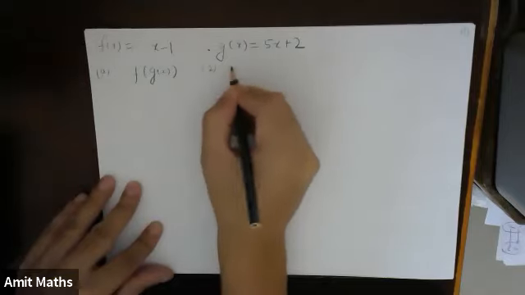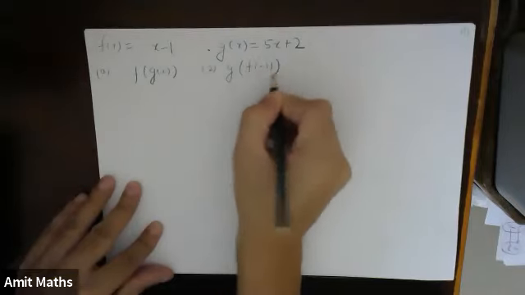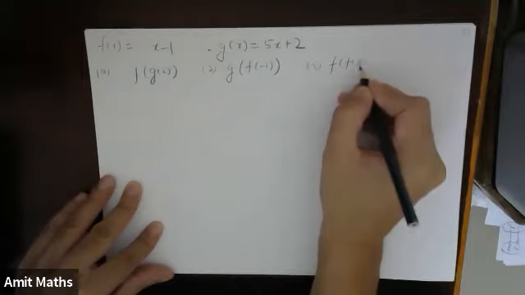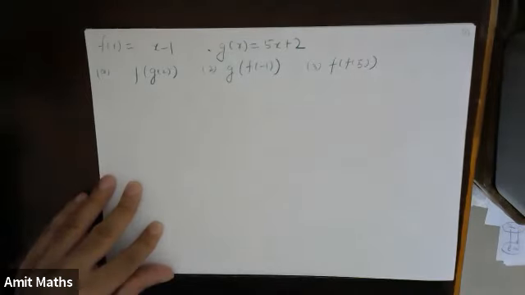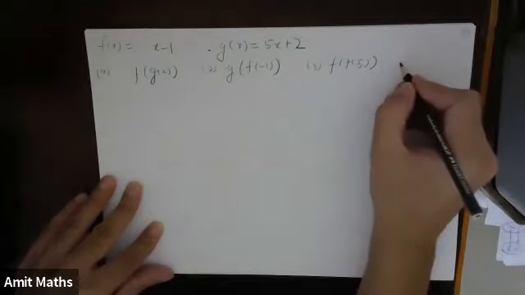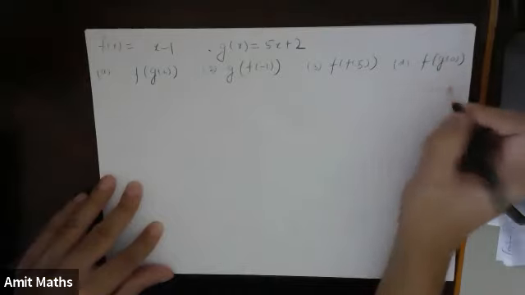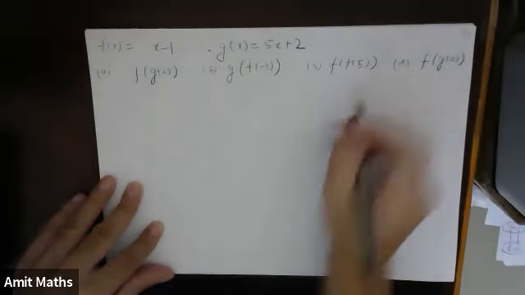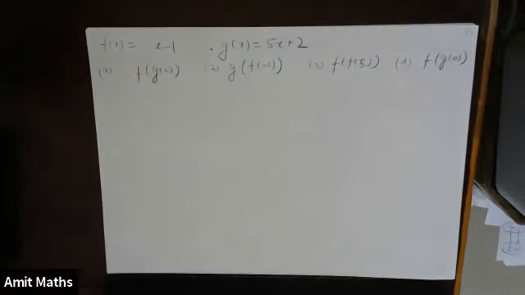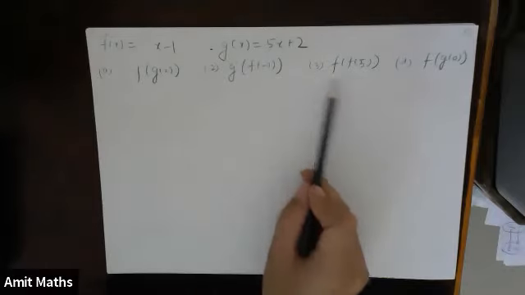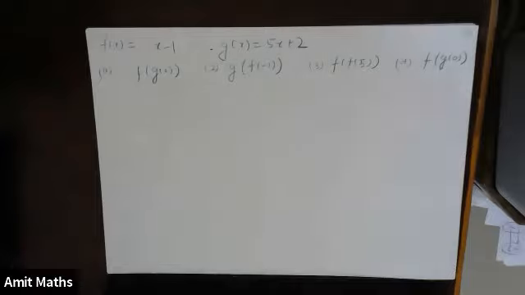g of f of minus 1, third is f of f of 5, and the fourth one is f of g of 0. So you have to find the values of these composite functions, for a particular value each. Find it.